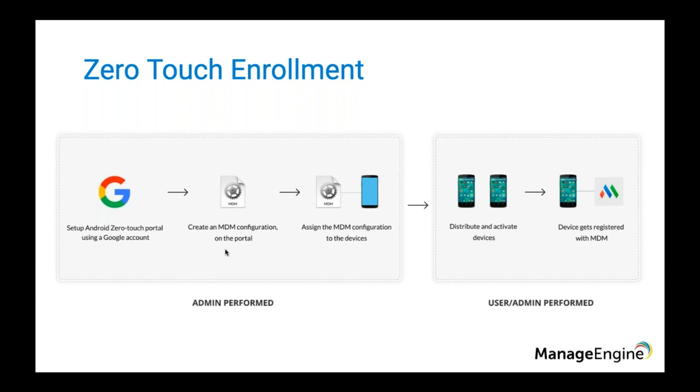This MDM configuration is going to contain the MDM server details which the device requires to enroll itself on device activation. Once you've created an MDM configuration on the portal, the next step is to assign this MDM configuration to the devices. As you can see, all of this is admin performed and is one time. Once you're done with it, you can distribute the devices, which get automatically enrolled with MDM on device activation. As you can see, this can be performed either by the user, which is the device user, or the employee, or can be done by the administrators themselves.